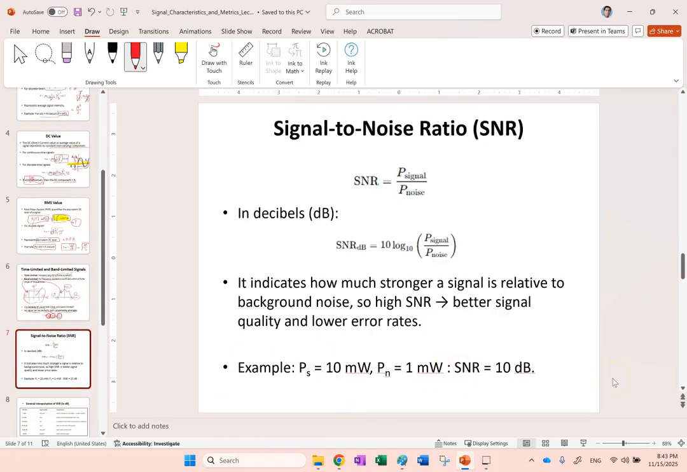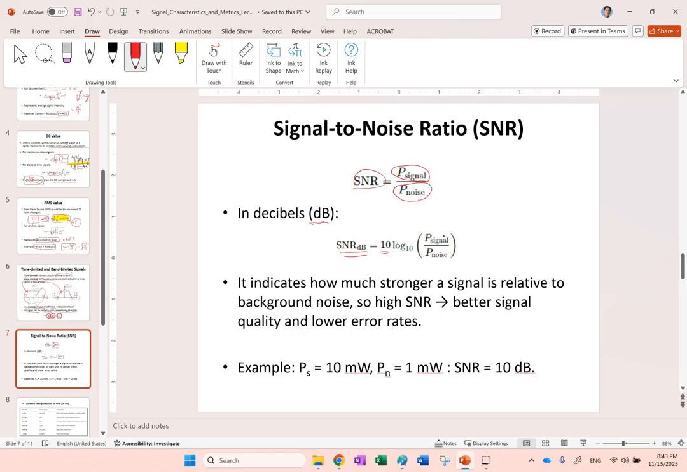Next topic, signal to noise ratio, a very important topic. The definition is the power of the actual signal divided by the power of the noise that is in the signal. If you want to convert it to decibel, because most of the time this SNR is described in decibel, then you take the log 10 of this ratio and multiply it by 10.